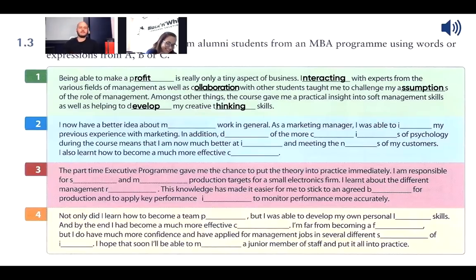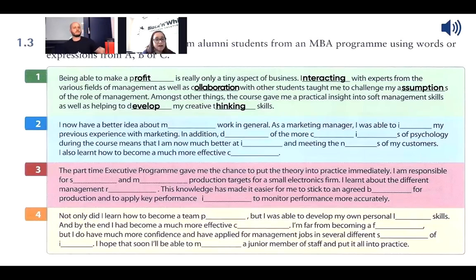I now have a better idea about managerial work in general. As a marketing manager, I was able to integrate my previous experience with marketing. In addition, discussion of the more complex issues of psychology during the course means that I am now much better at identifying and meeting the needs of my customers. I also learned how to become a much more effective communicator.